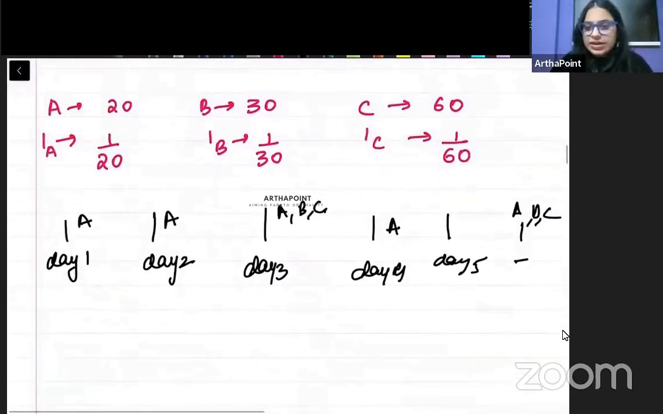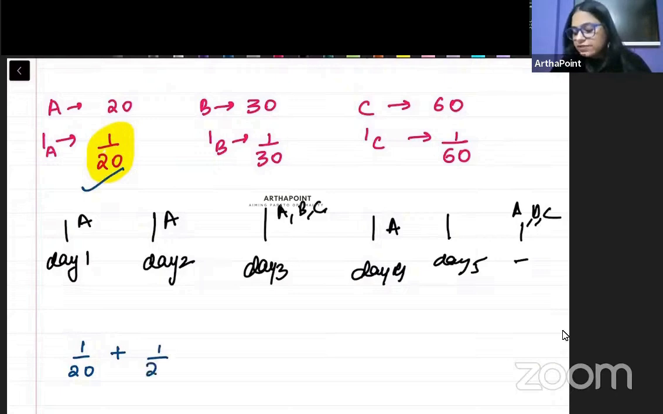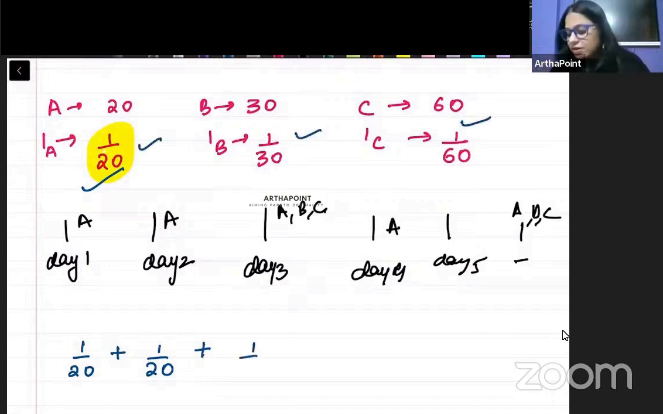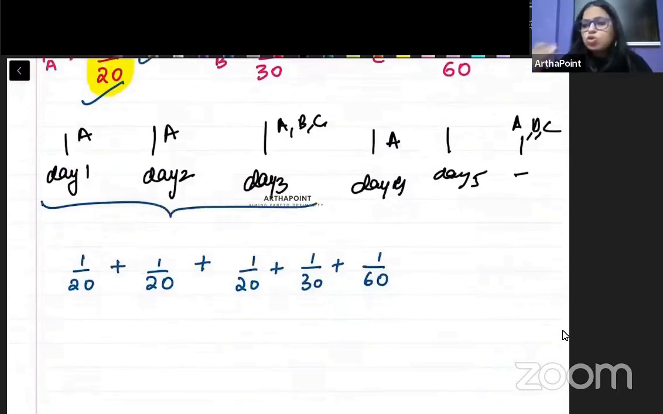Beta, in 1 day, A can complete 1/20th of the work. तो पहले दिन जब A आया, he completed 1/20th of the work. On the second day, A can again complete 1/20th of the work individually. And on the 3rd day, all 3 of them are working. So A will cover 1/20th of the work, B will cover 1/30 of the work, and C will cover 1/60 of the work. So after 3 days, uske baad it's a repetition of this pattern.